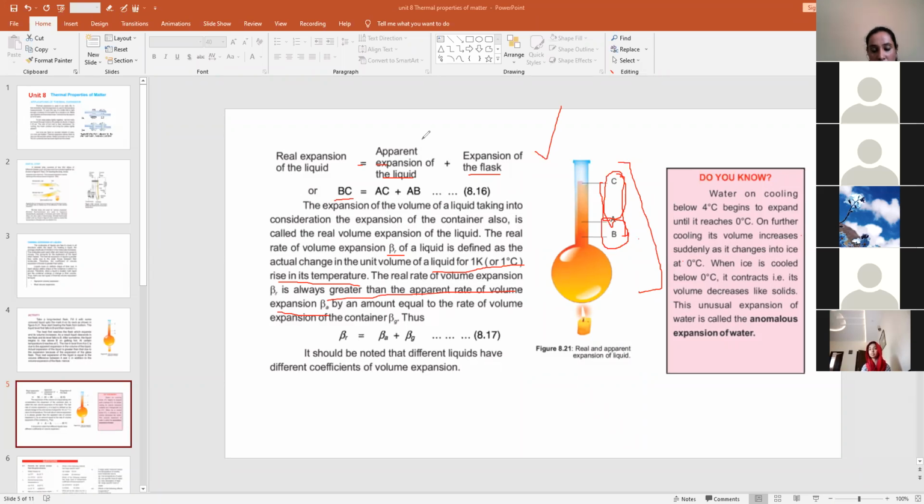So if we write in the form of the volume expansion coefficient, we can write the equation for the real expansion of liquid in the form of beta r. This is the volume expansion, the real expansion. Then the apparent expansion of a.